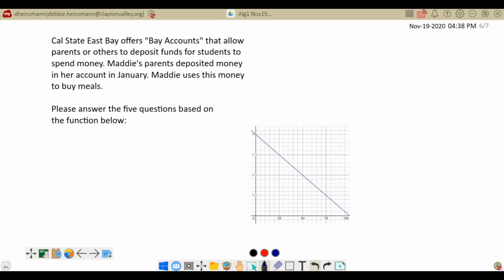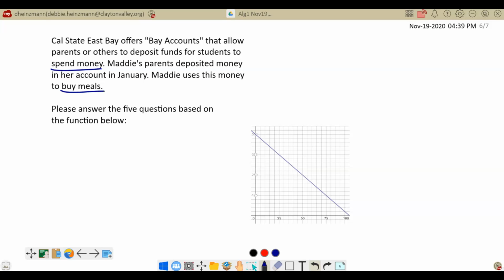In this case, the representation of this scenario is a graph. So let's talk about how we would label our X and Y axes. We're talking about money and we're talking about buying meals. So let's take a look at this function and think about it for a minute.